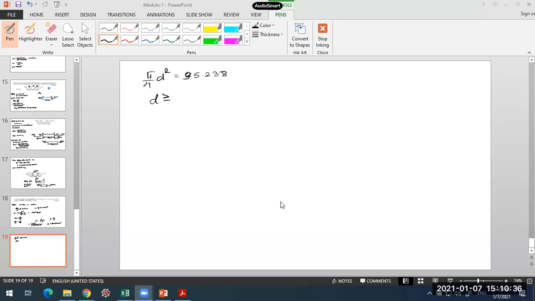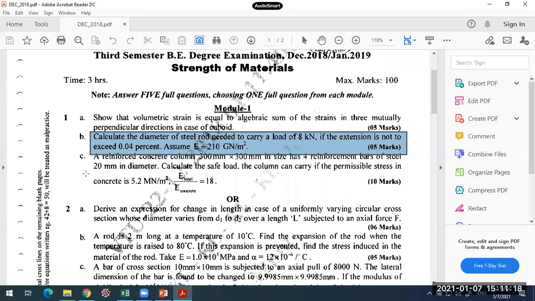Sorry, wait a minute. I don't know where I have done the wrong calculation. The diameter should be 11.01 mm. Yes, sir, 11.01. Okay, that should be the minimum. It should be equal to or greater than 11.01 mm. Okay, that is the diameter. Is that okay?